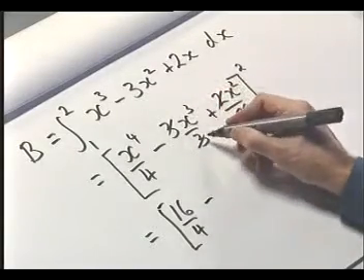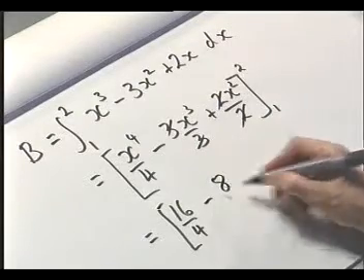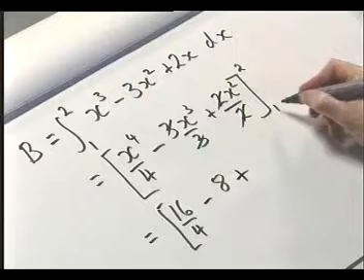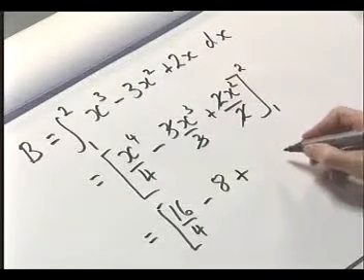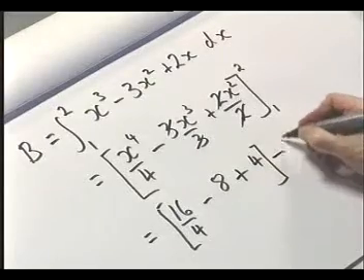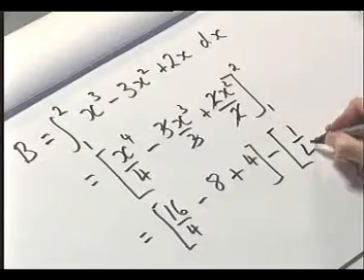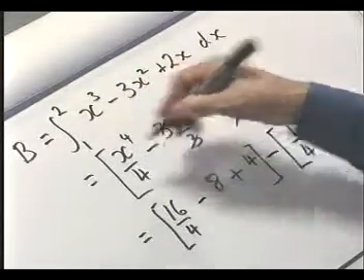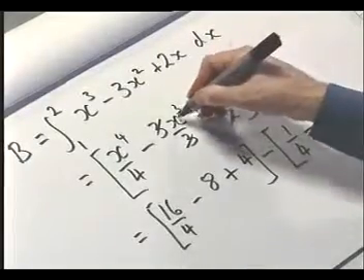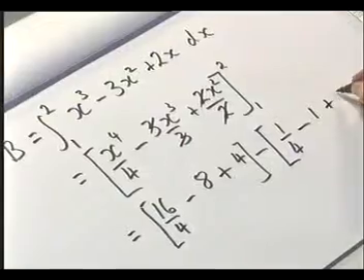Minus x cubed, which is 2 multiplied by itself 3 times. So that's 8. Plus x squared, which is 2 multiplied by itself twice. So that's 4. Minus, and now we put the 1 in, so that's a quarter, because x to the power 4 is just 1. Minus 1, because x cubed is just 1 when x is 1. Plus 1.